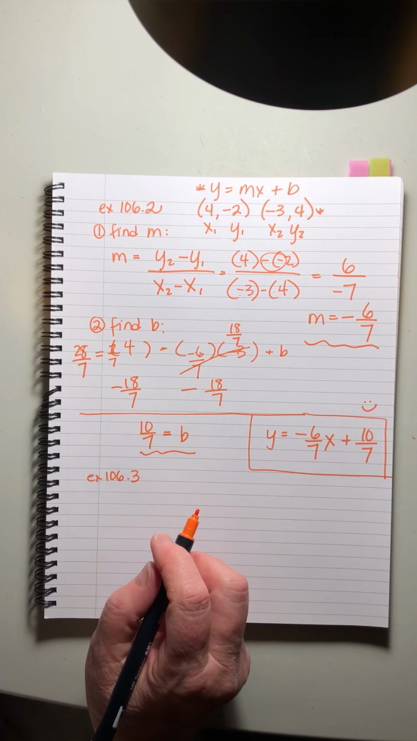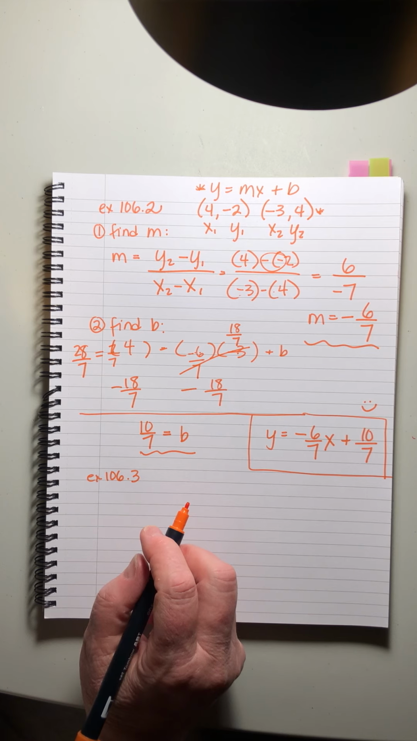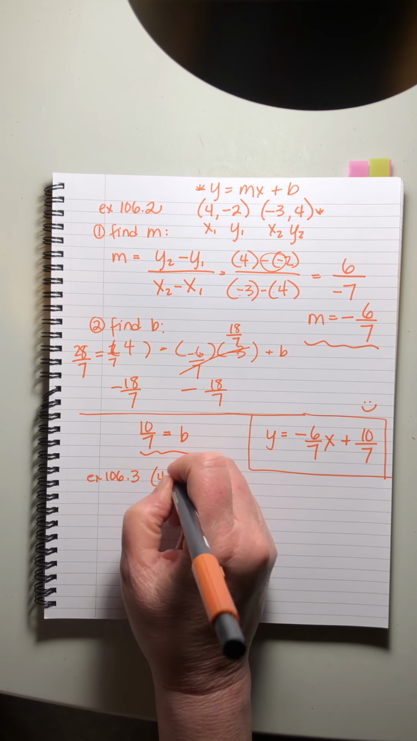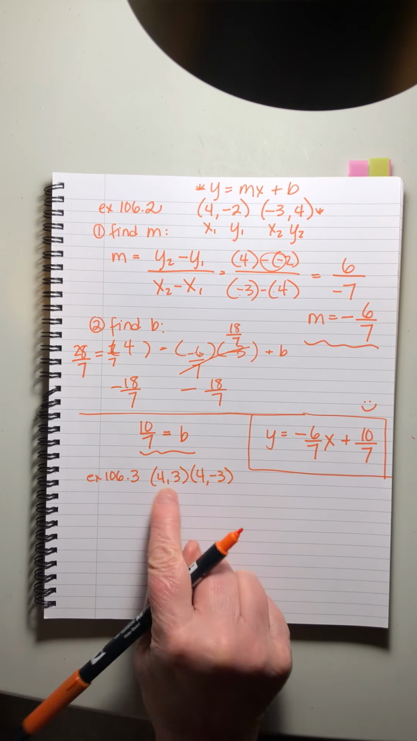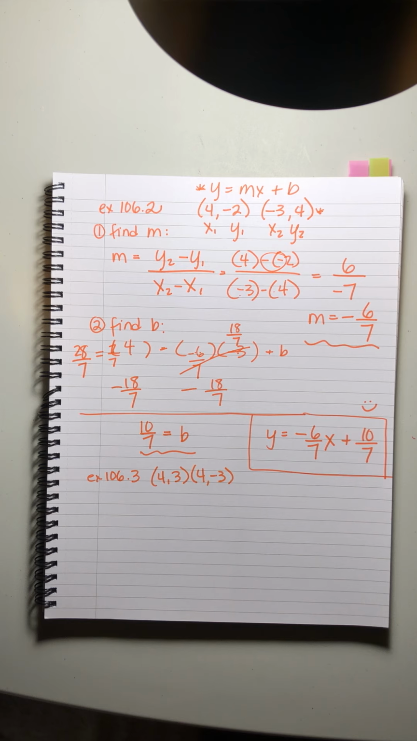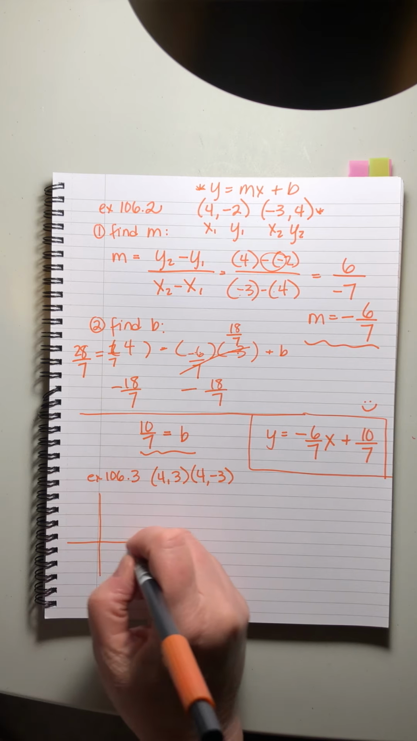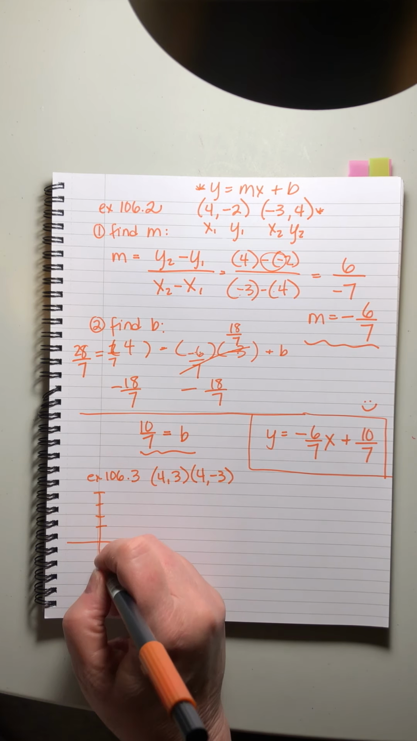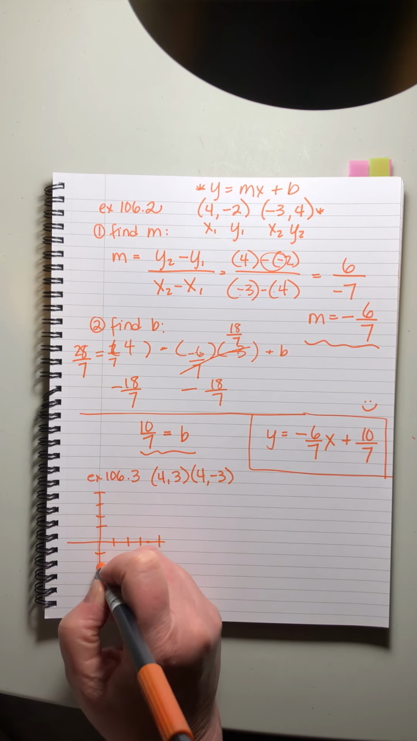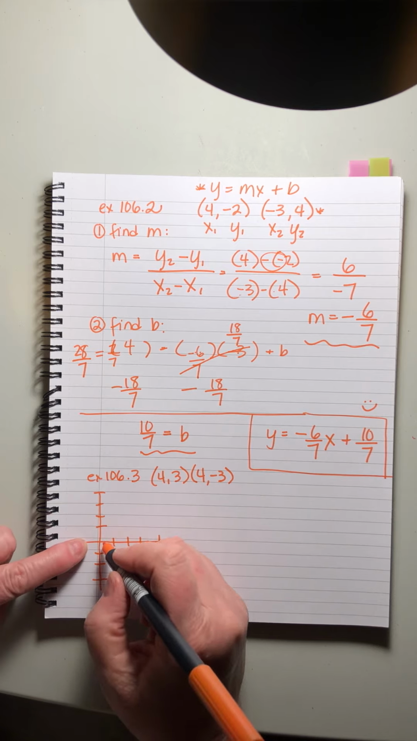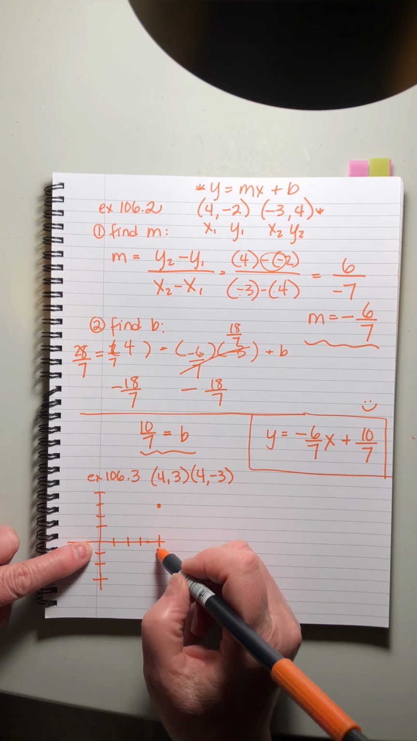All right, find the equation of the line that passes through the points (4, 3) and (4, minus 3). Now, as soon as I write those down, I go, man, there's something fishy about that, isn't there? That doesn't seem right. Let me just graph it, because I don't understand what I'm looking at there. Right? 1, 2, 3, 4, and I need to go, oh, no. They're both positive. I need to go up and down, don't I? Okay, (4, 3) is right here, and (4, negative 3) is down here. Aha!